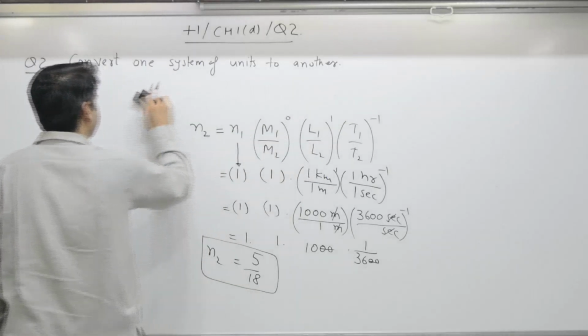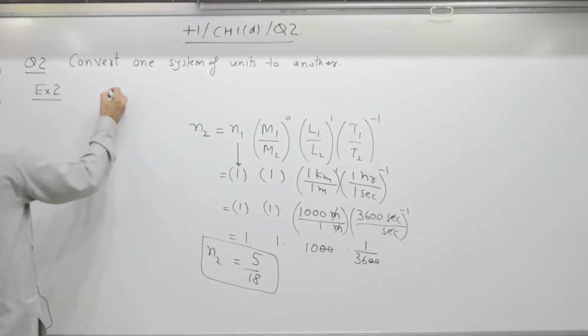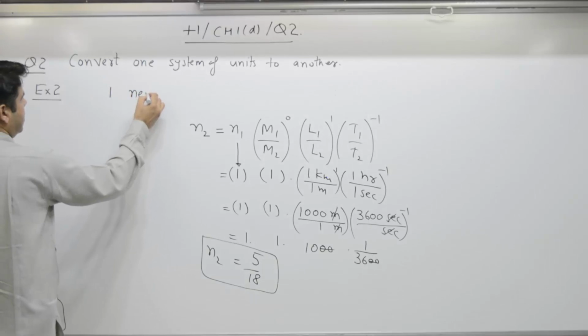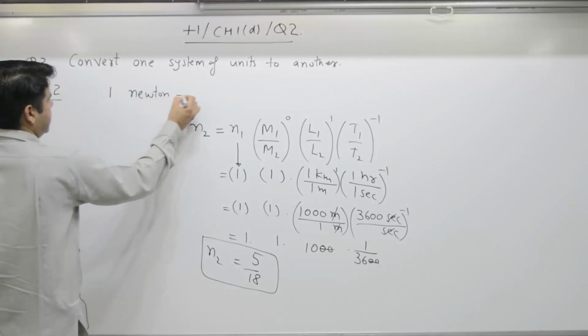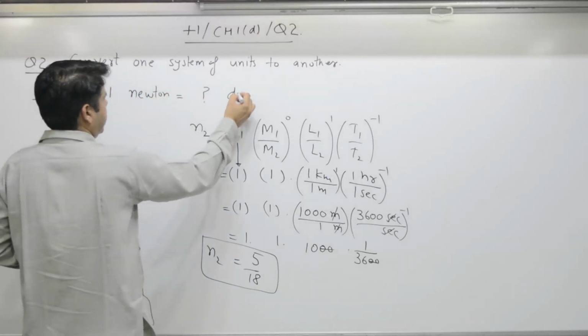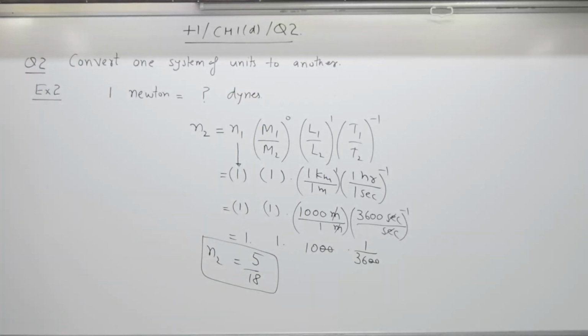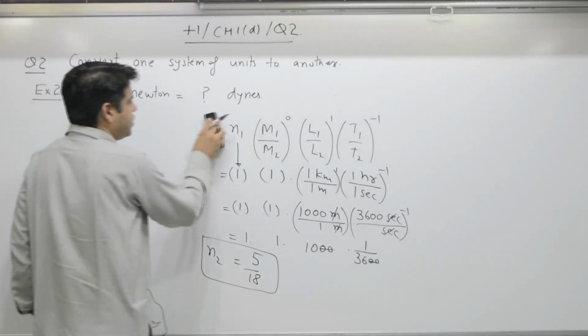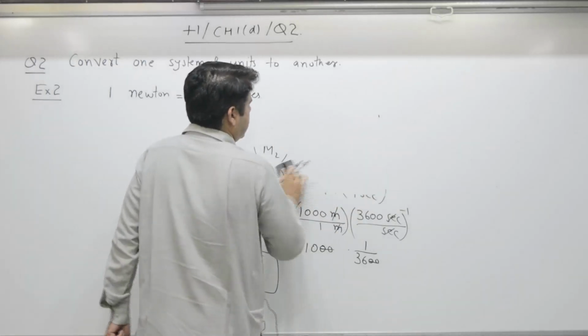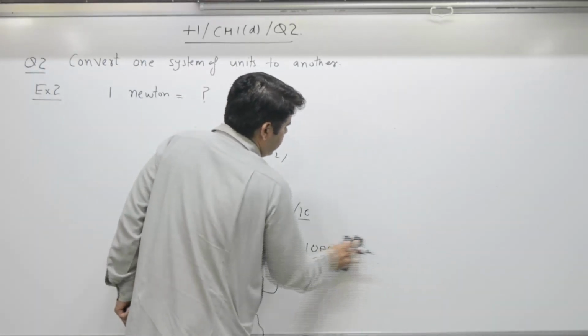Example number 2. 1 Newton is equal to how many dynes? That is what the question is. 1 Newton is how many dynes?